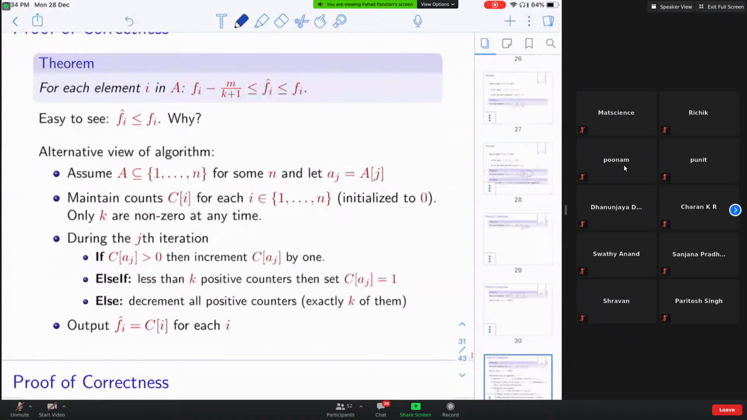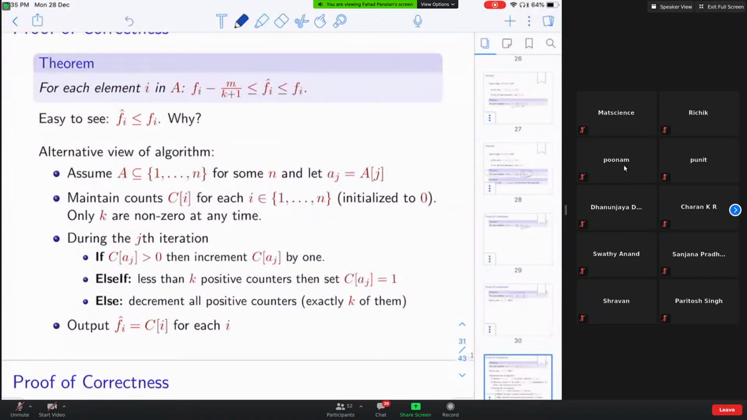Okay. To prove that correctness, just visualize the algorithm in a different way. How do I visualize the algorithm? Assume that the elements in the array are from the set 1, 2, 3 up to n, and I have n counters, c1, c2, up to cn. Okay, and we are going to keep at most k of these counters non-zero, and the remaining will be zero all the time.